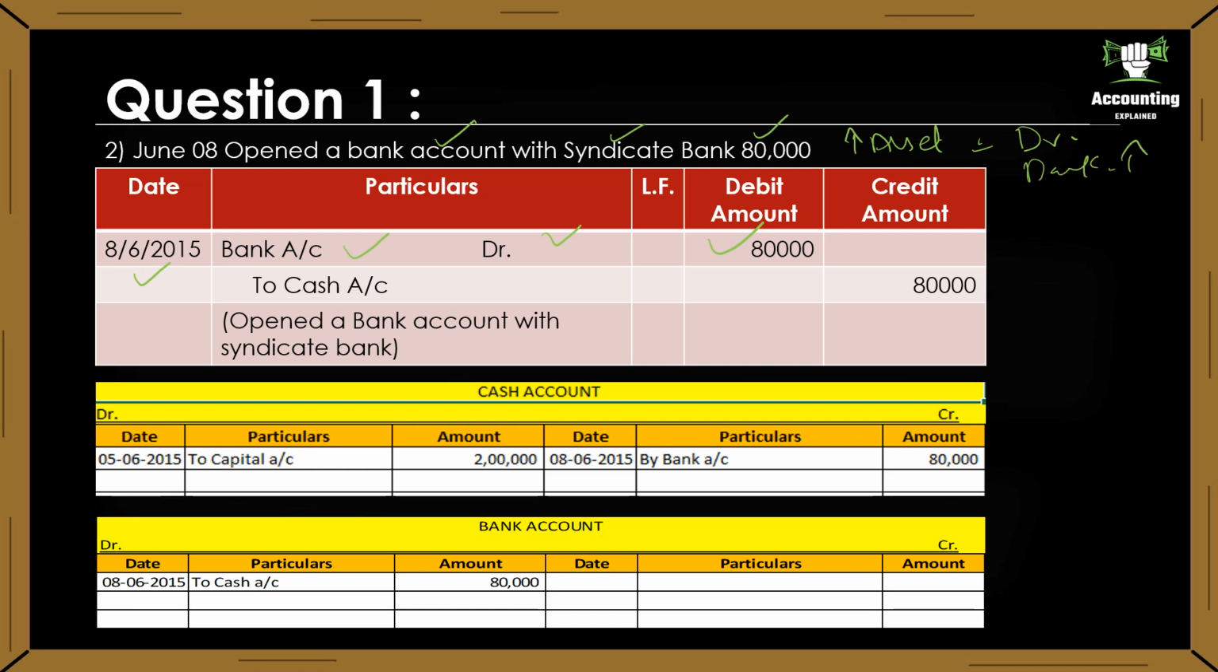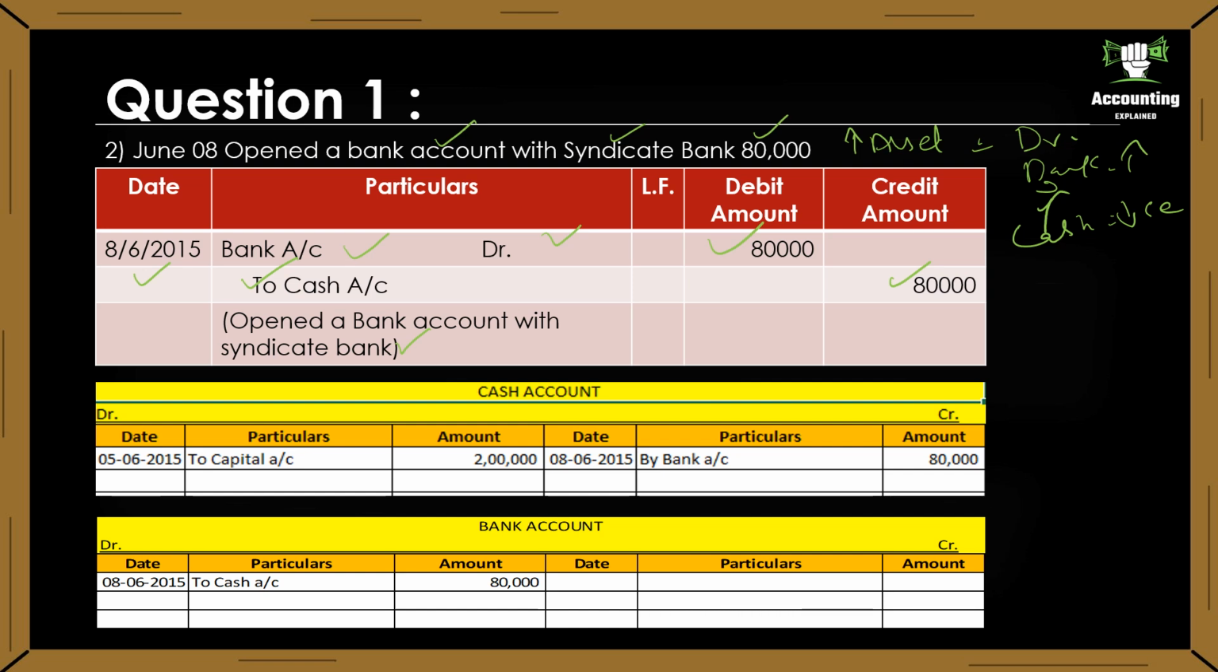Okay, next, what happened? Your bank has increased. From where would the amount have come? You will take the amount from the cash. Now the cash is going to decrease because you have deposited in the bank. Cash is an asset. When it is going to decrease, the next entry is to cash account, 80,000 rupees. Being account opened with Syndicate Bank is the journal entry.